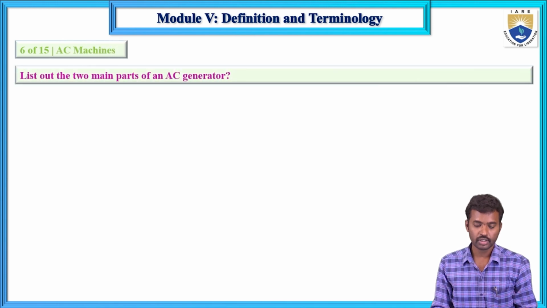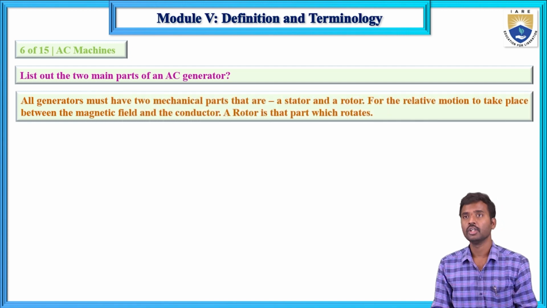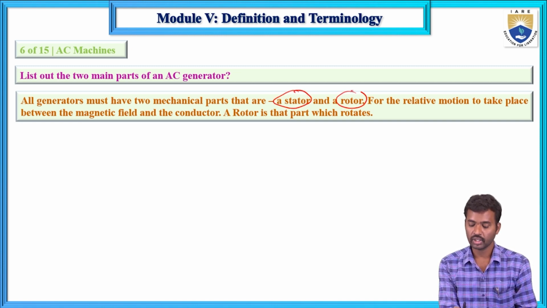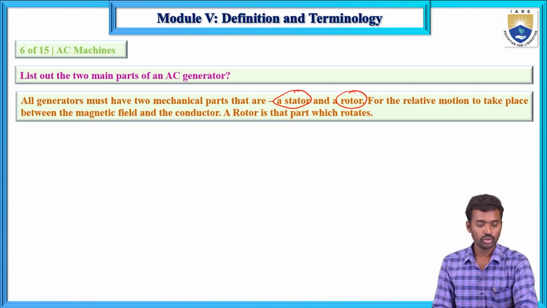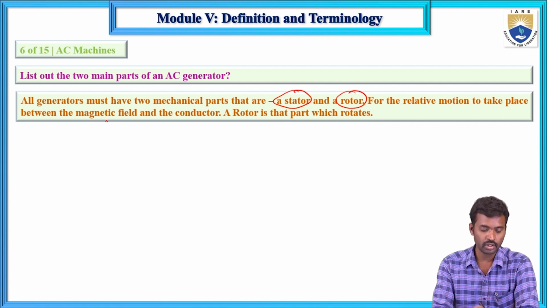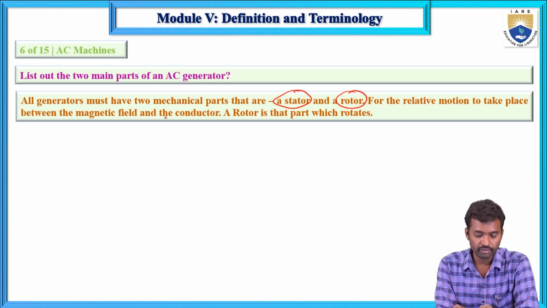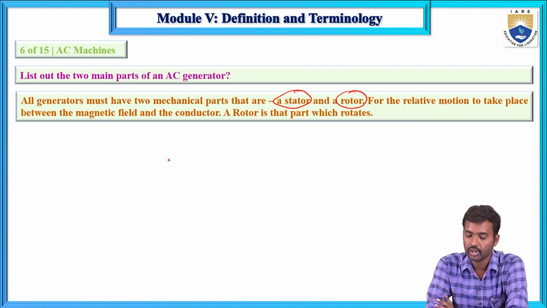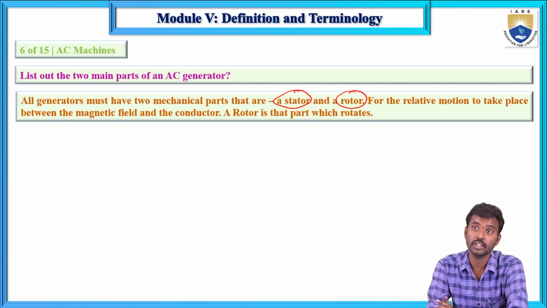Next, list out the main parts of AC generators. What are the main parts of the AC generator? Every generator or motor has a stator and a rotor, and the stator and the rotor each have some parts. In this, there is relative motion between the magnetic field and the conductor. The rotor is the part that rotates, so there must be relative motion in the generator.